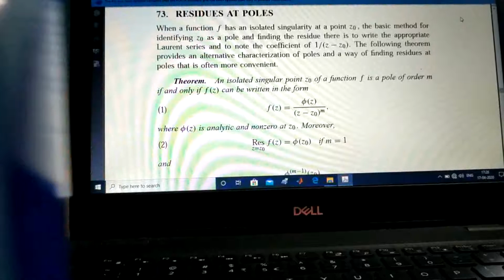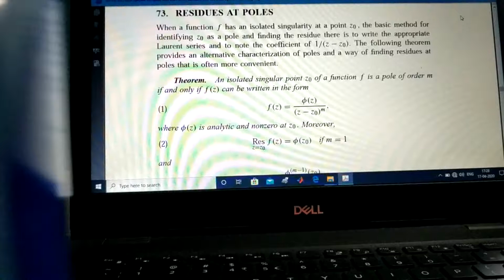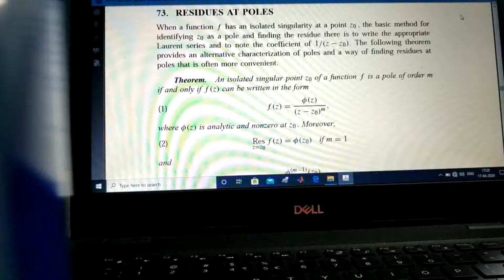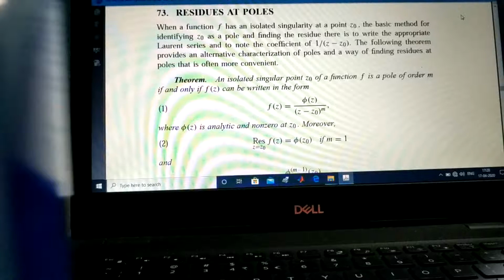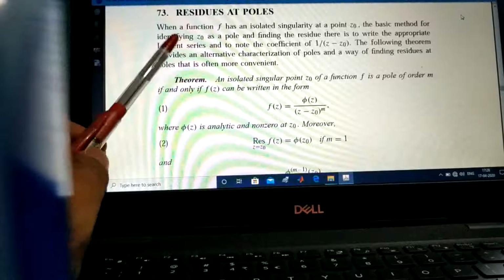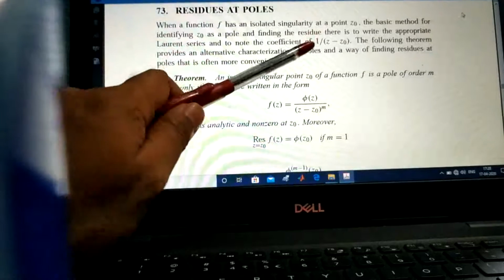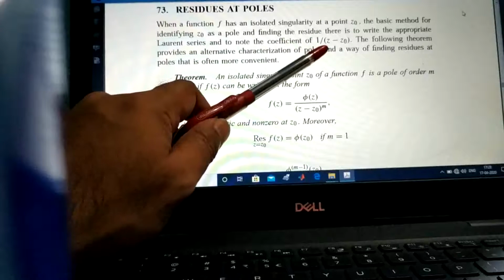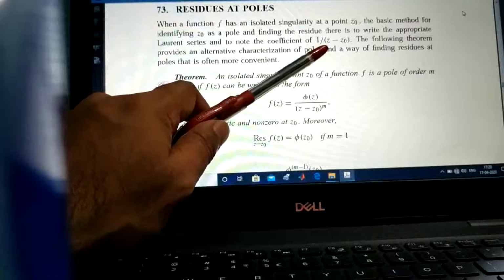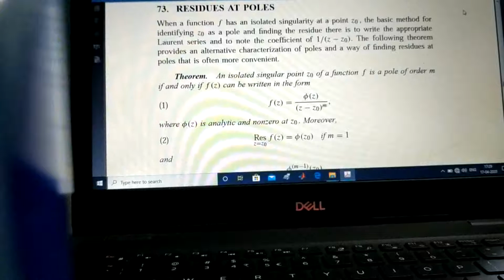Punctured disk means an open disk of some radius centered at z0, from which the center is deleted, and in that Laurent series of the function we find the coefficient of 1 by z minus z0, which gives the residue of the function at z equals z0.